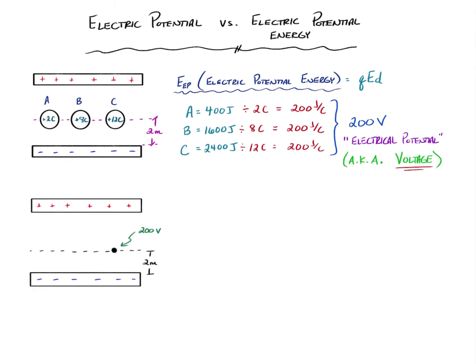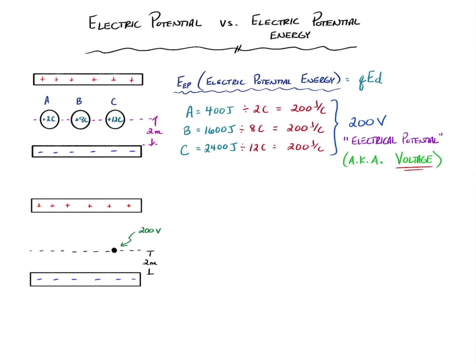If we remove those charges, we can now say that anything located at this location, which is 2 meters above the bottom plate, the negative plate, has a potential of 200 volts. Whether I place a charge there or not, that is the potential at that point. Charges will gain 200 joules per coulomb that I place at that location.